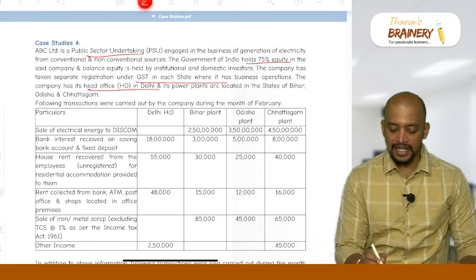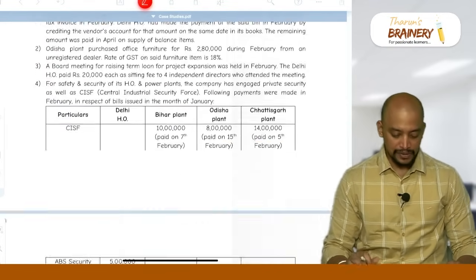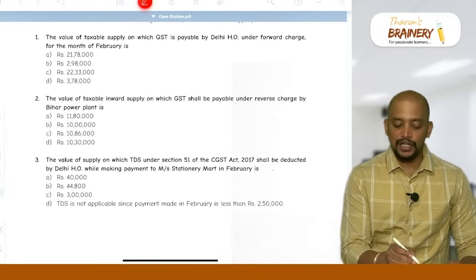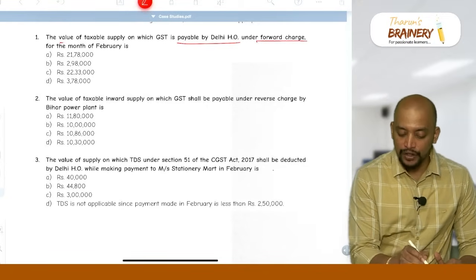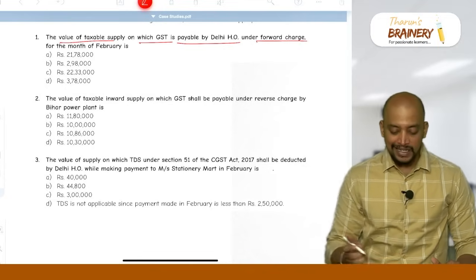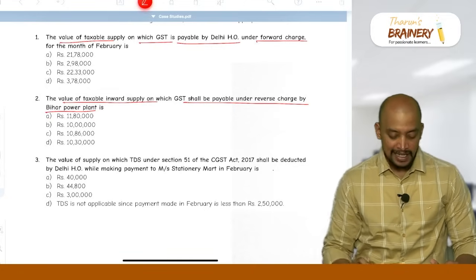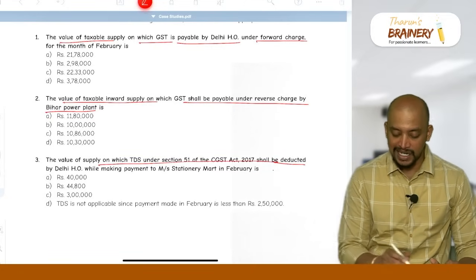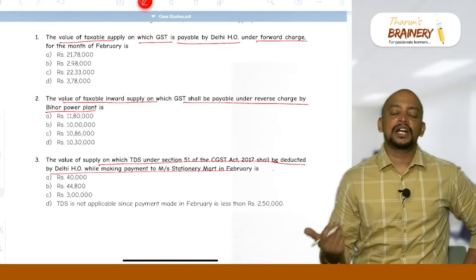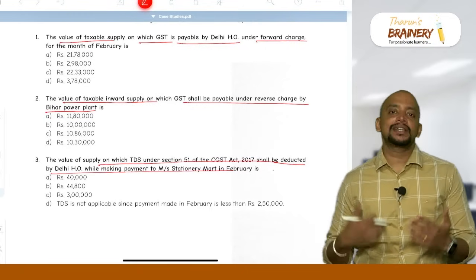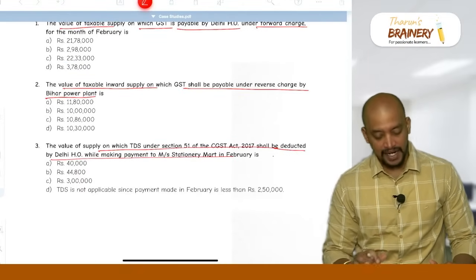The company has its head office in Delhi and its power plants are located in the states of Bihar, Orissa, Chhattisgarh. Now, if you see the MCQs, what they have asked: the value of taxable supply on which GST is payable by Delhi head office under forward charge; then the value of taxable inward supply on which GST is payable under reverse charge by Bihar power plant; then the value on which TDS under section 51 shall be deducted by Delhi head office while making payment to stationery mart. Yes, basically PSU means it will come under notified recipient as per section 51. Whenever you are making supply to this notified recipient, they need to deduct TDS under section 51. So only 3 questions we have in this.